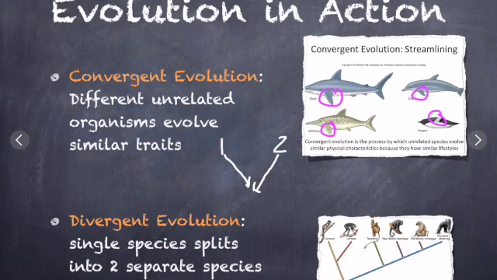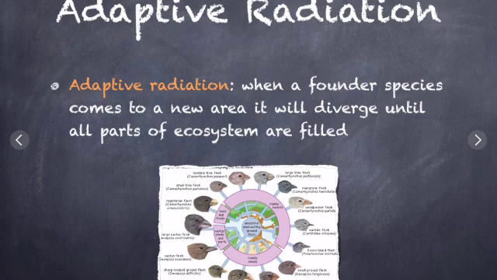Now, divergent evolution is when we have one species that splits into two new species. So here we have this original mammal right here. Again, it gets to this point and splits into two different species. It gets to this point and splits into two separate species. Divergent: a single species splits into two separate species.